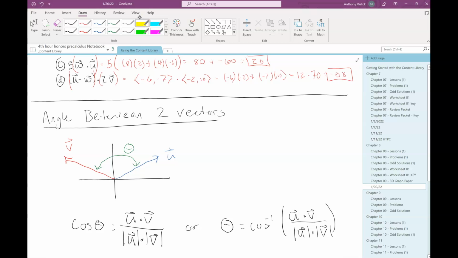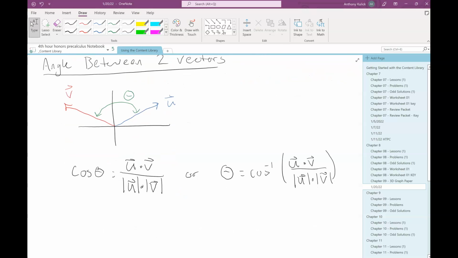So this can be a confusing looking formula. What is that symbol there that I've highlighted in yellow? That's a dot product. What's this symbol that I've highlighted in green? That's multiplication. On top, the dot between two vectors means dot product. On the bottom, the dot between two magnitudes, a magnitude is just a real number, is multiplication.